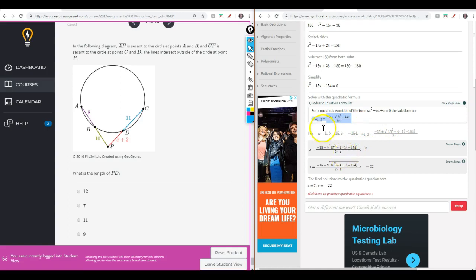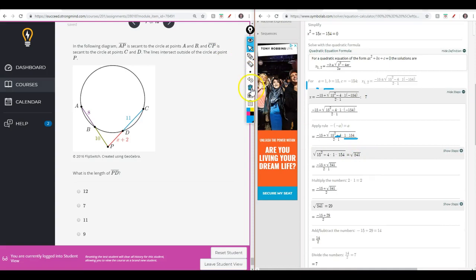So then they substituted it. A is equal to 1 because that's the number in front of the x squared. Again, remember it's implied. If you don't see a number, it's always implied as a 1. B is the number in front of the x, so that's where 15 comes from, and C is just the constant, so negative 154. So then they substituted it in: wherever B was, they substituted 15; wherever A was, 1; wherever C was, negative 154. And then they would simplify, and this is how they would simplify that.